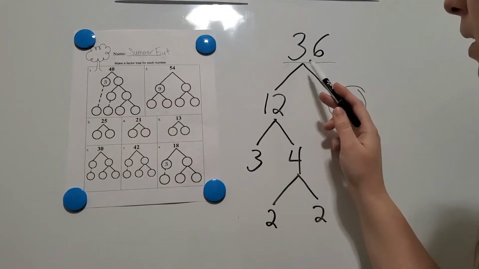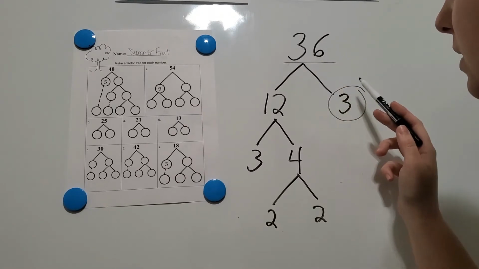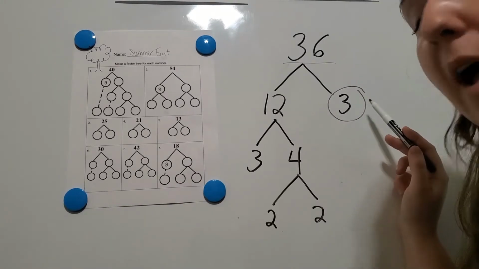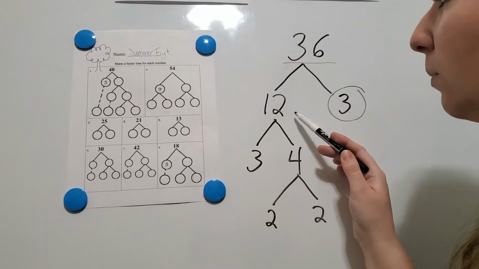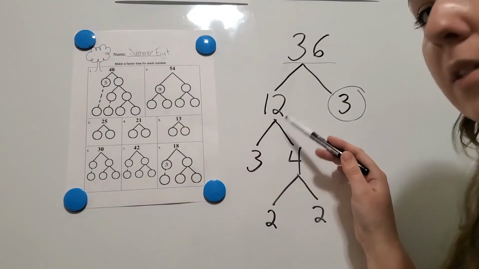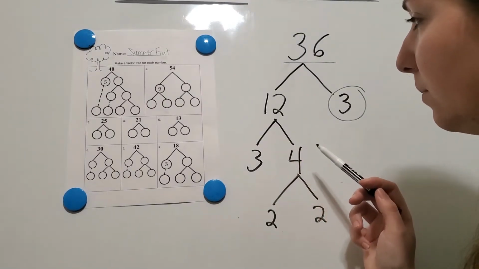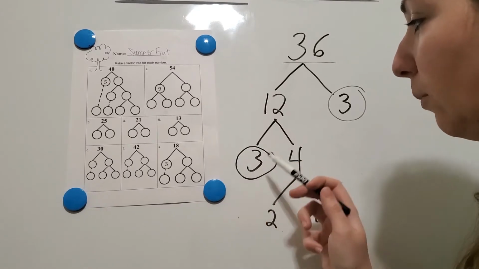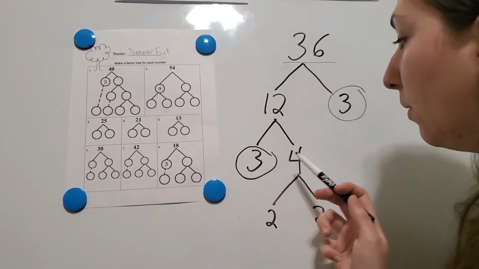So if we're doing a number tree for the number 36, right here I use the number 3 and I circled it because this number's prime. We can't break it down evenly any further. Right here, number 12 is still composite. We can still break that number down. So 3 times 4 is 12. So 3 right here can't be broken down anymore, just like up here. So we're going to circle it because it is prime now.